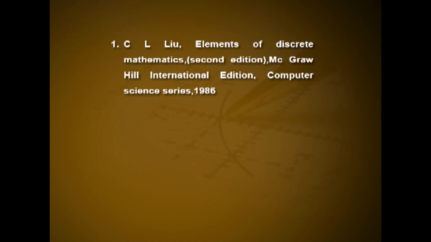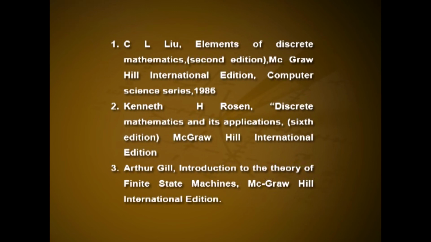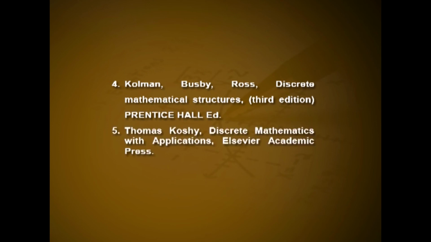Here are some books for further reading. First one is The Element of Discrete Mathematics by C. L. Liu, McGraw-Hill International Edition, Computer Science Series 1986. Second one is Discrete Mathematics and Applications by Kenneth H. Rosen by McGraw-Hill International Edition. Third one, Introduction to the Theory of Finite State Machines by Arthur Gill, McGraw-Hill International Edition. Fourth one, Discrete Mathematical Structures, 3rd edition by Coleman Busby, Prentice Hall. Fifth one, Discrete Mathematics with Applications by Thomas Cauchy, Elsevier Academic Press.